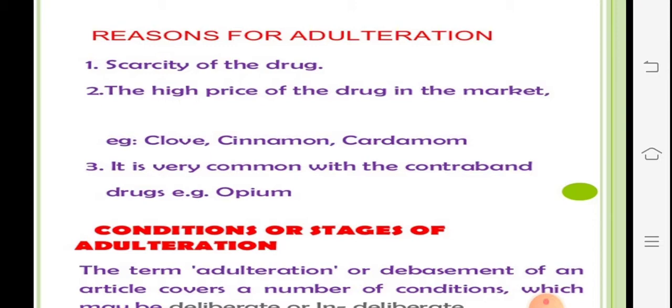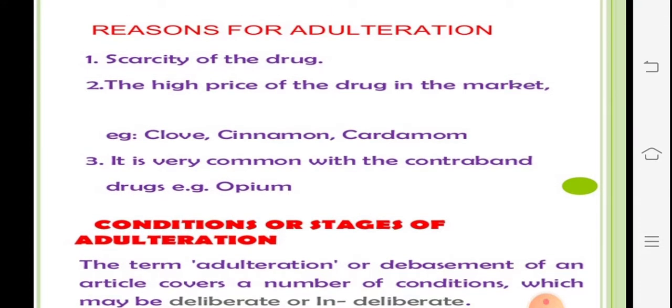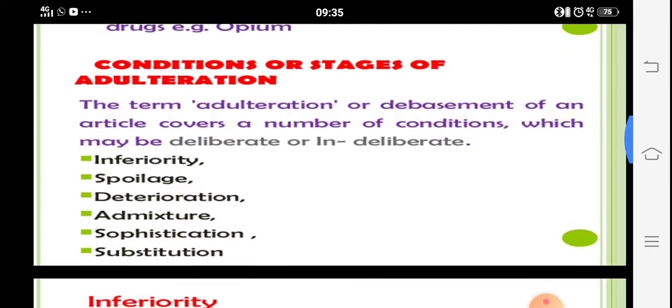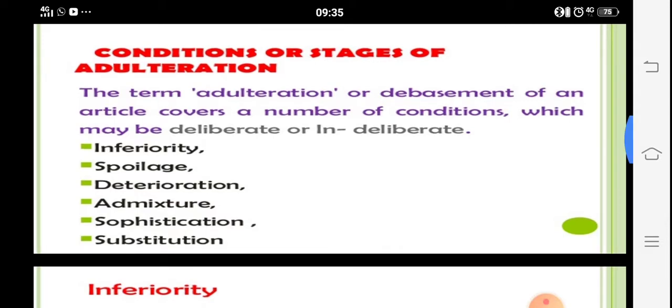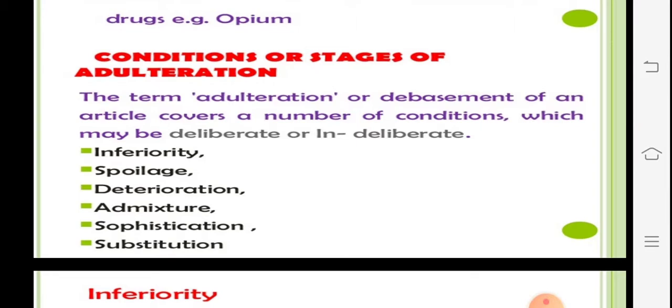For example, clove, cinnamon, cardamom, and clove oil. It is also very common to adulterate the drug opium. Opium poppy is there, and its latex is added. Then the conditions for the stages of adulteration: they show characters such as inferiority, spoilage, deterioration, admixture, sophistication, and substitution.